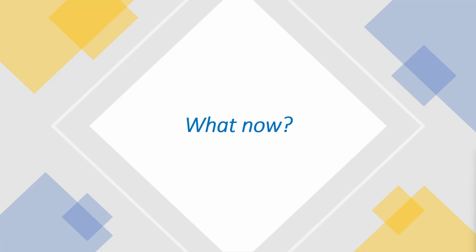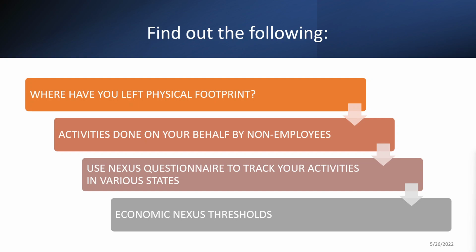Then what now? If I find myself over a certain threshold, what should we do? I think it's a good practice, if you have a question regarding whether you owe sales tax, to find out the following: where have you left a physical footprint? So what is a physical footprint? Meaning you enter the state by any physical form. You have employees going there, you have salespeople get into the state to obtain sales, or you have maintenance people go into the state. Like the second item right here, activities done on your behalf by non-employees.